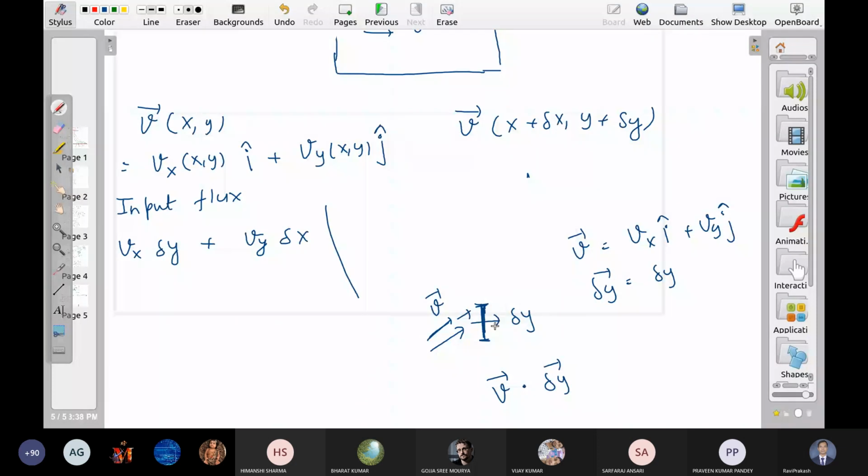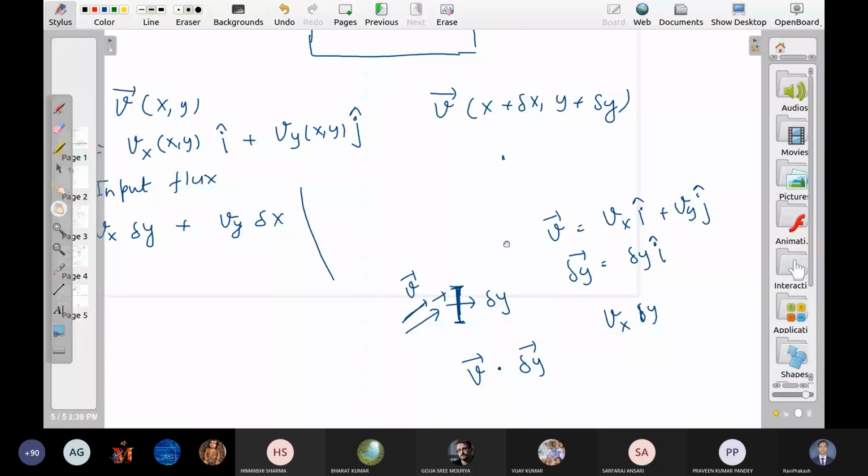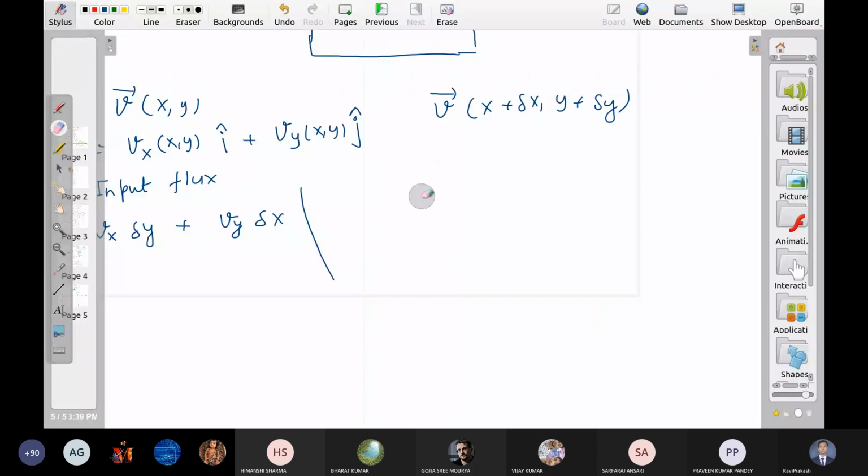What is the flux? The dot product becomes vx delta y. I dot I is 1 and j dot i is 0, right? So same thing I'm writing here. vx delta y. Similarly from this side, vy delta x. Actually, I was thinking because I got confused whether I'm writing it correctly or not. But anyway. So whenever we write in shortcut without thinking much, we always get confused. Anyway.